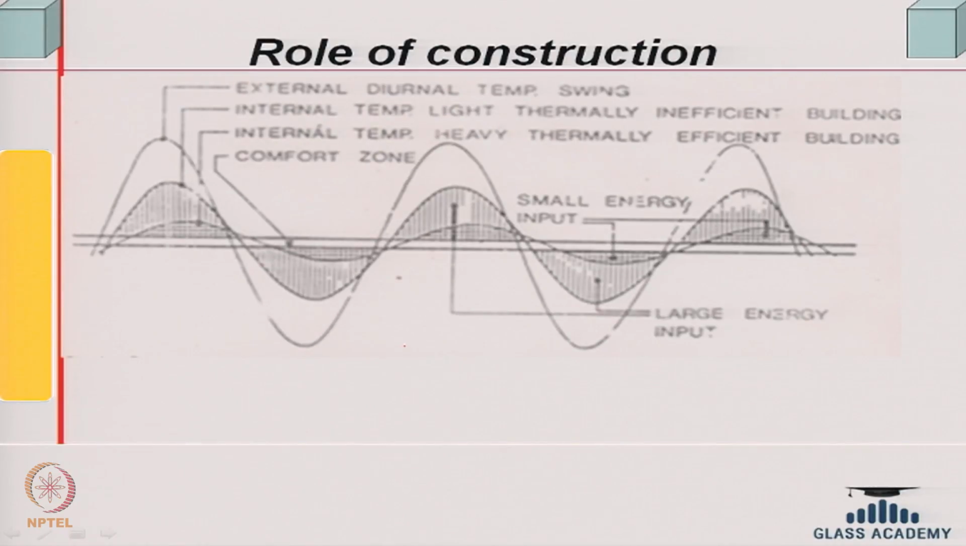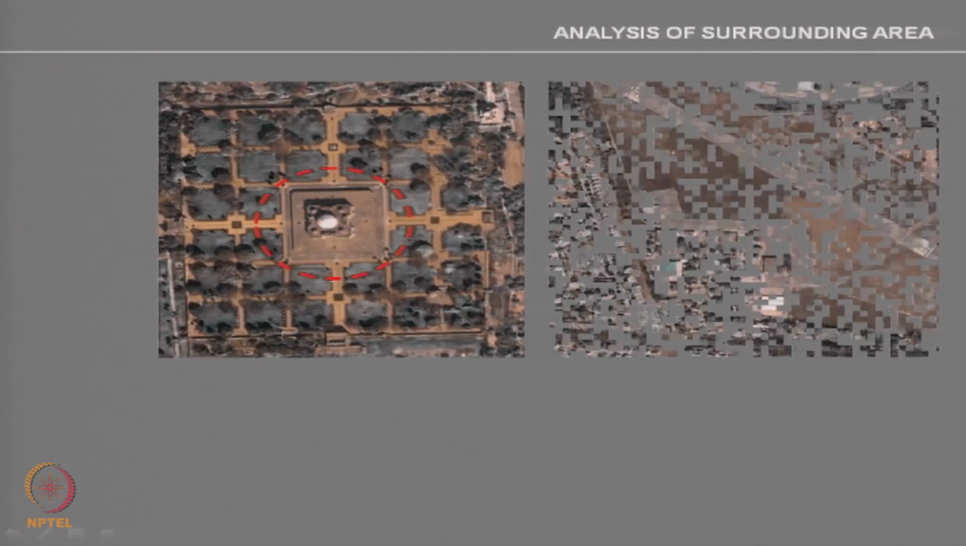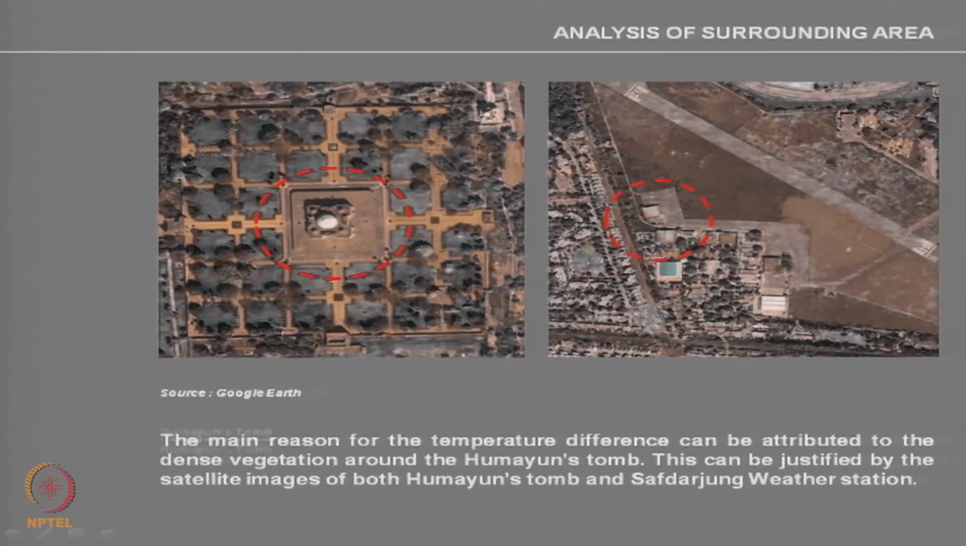So, that is what I was just talking about earlier also. This is the external diurnal variation, this is with some sort of construction, a better construction brings it there, but if you want it within this small portion, then you have to use an active system. Some aspects of microclimatic control, some you can model them.